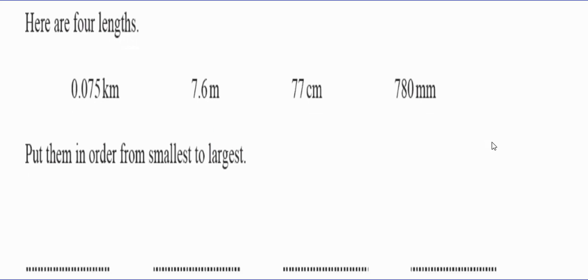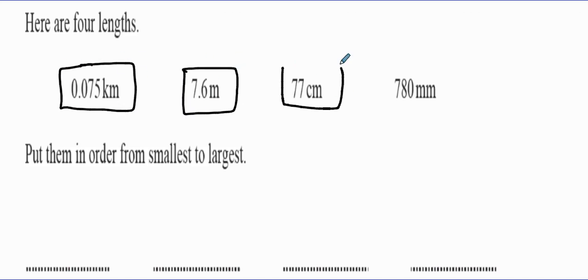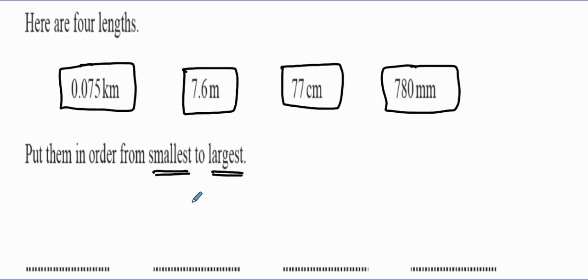Here are 4 lengths. We have one length which is in a kilometer, another length is in a meter, another length is in centimeter, another length is in a millimeter. Now the question says, put them in order from smallest to the largest.